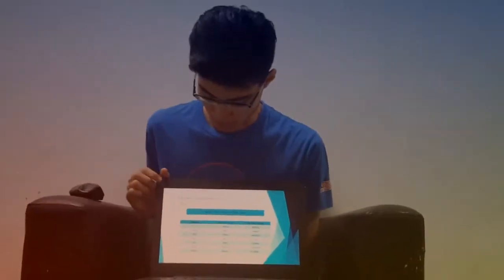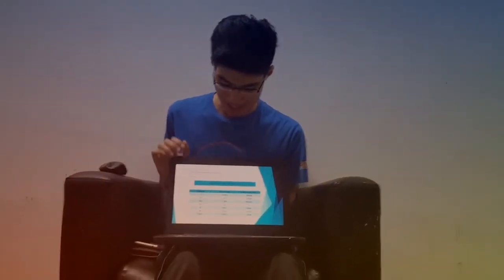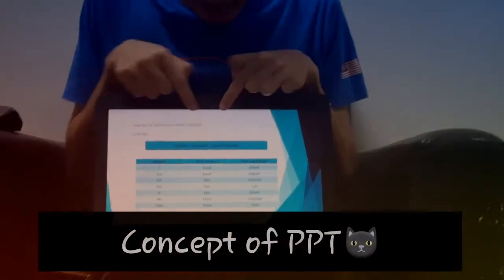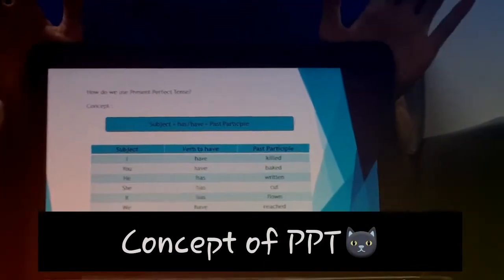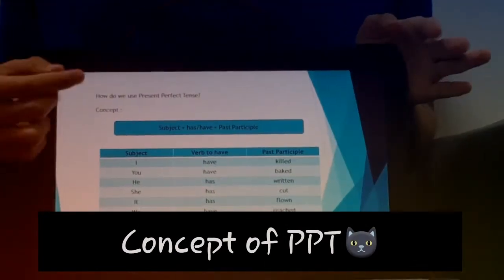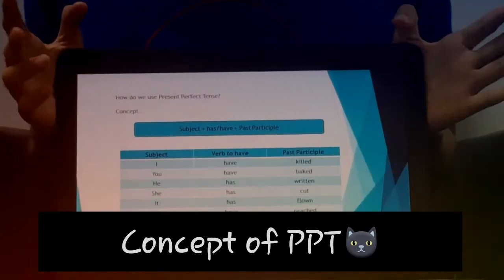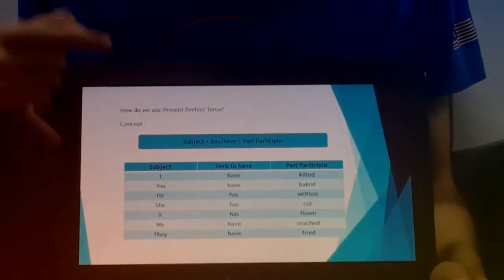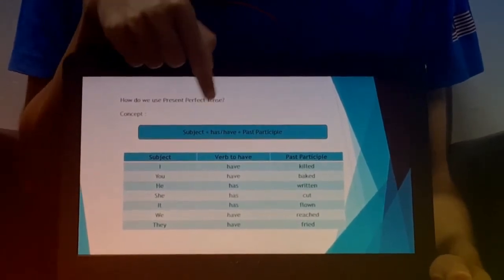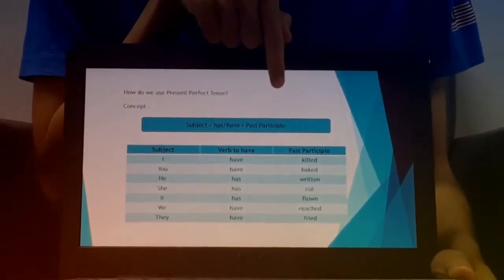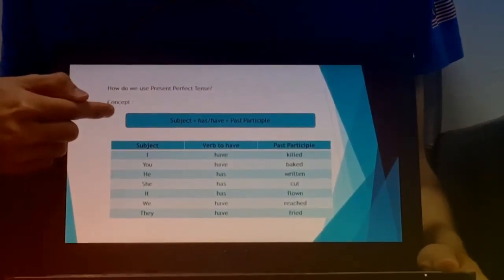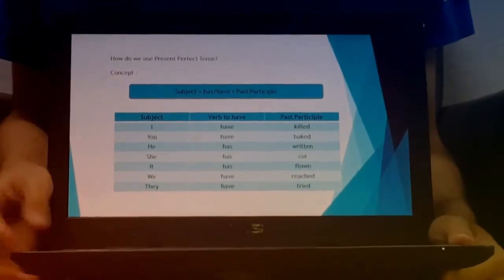Hello everyone, so now we will proceed with the next section, which is the basic concept of present perfect tense. As you can see, the box up here is the formula. It's a formula of how you construct an appropriate sentence of a present perfect tense. So the first thing you need to have is subject and proceed with the verb to have, and the next is past participle. So let's move on to the example.